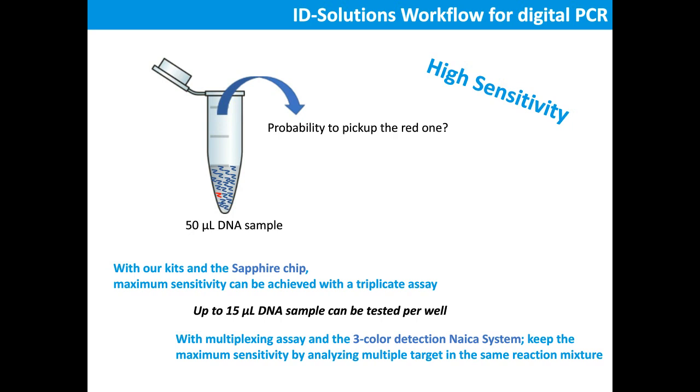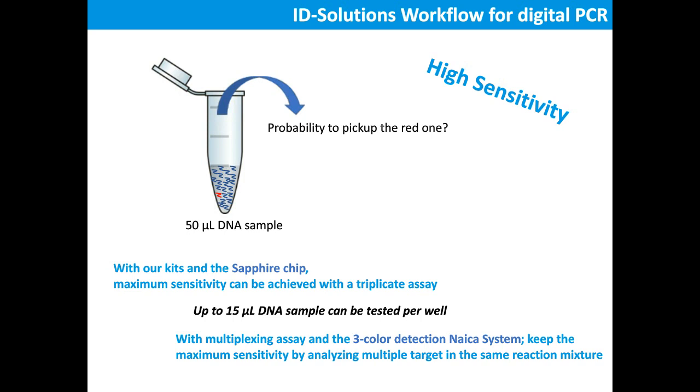And using the multiplexing assay and the three-color detection Naica systems, you will keep this maximum sensitivity and analyze multiple targets in the same reactions. So you can really be at the highest sensitivity you can and continue to analyze multiple targets.